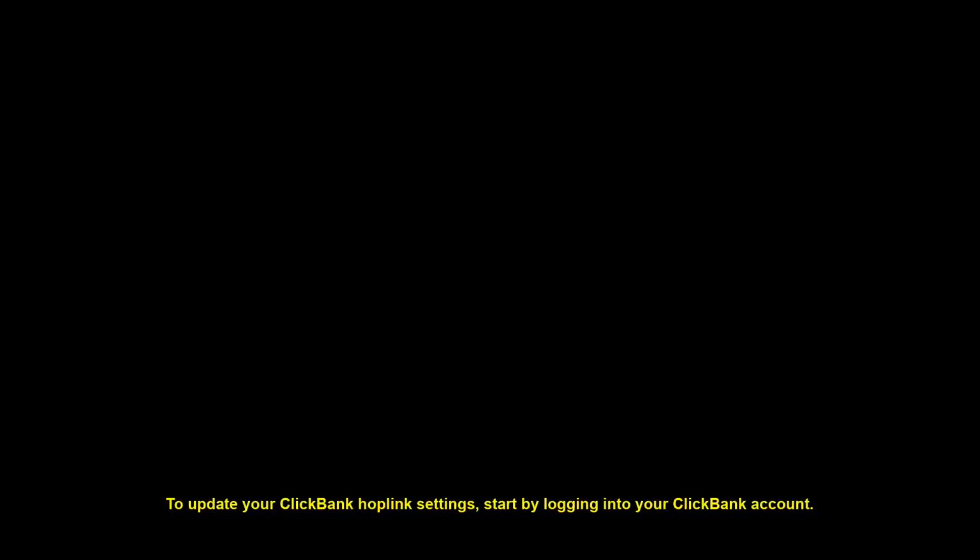To update your ClickBank Hoplink settings, start by logging into your ClickBank account. Once you are logged in, navigate to the account settings section. Look for the tracking IDs option in the menu. Click on tracking IDs to view your existing Hoplinks.